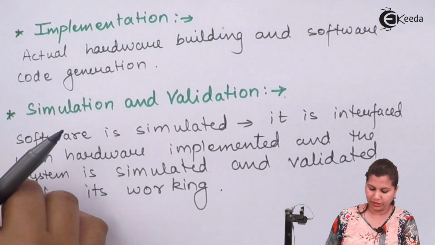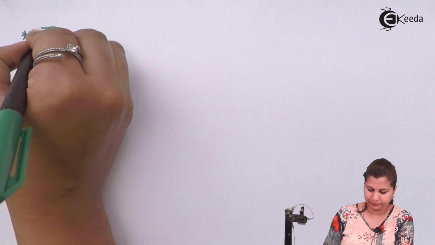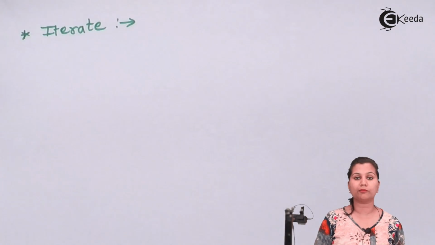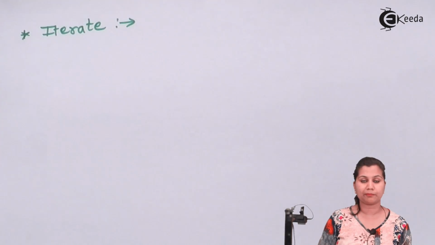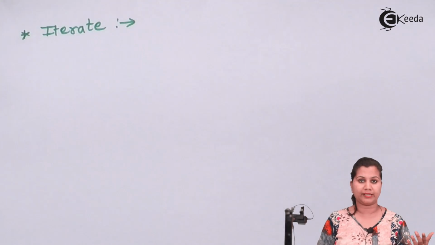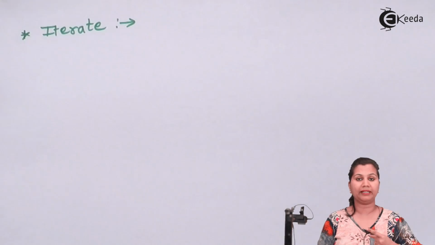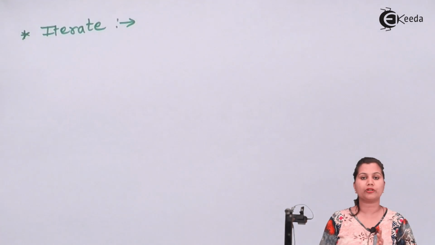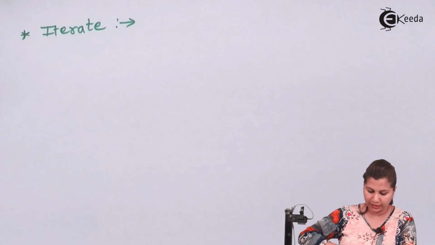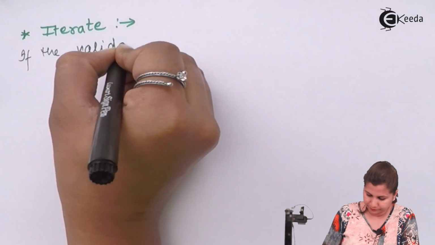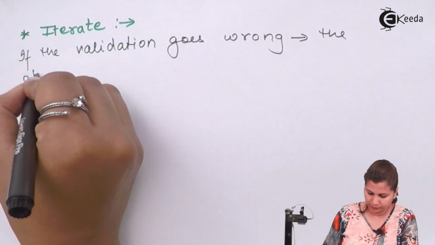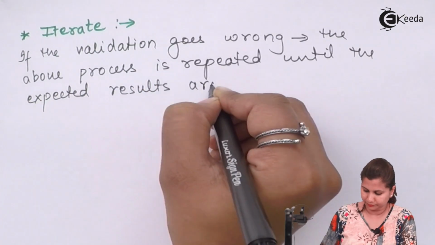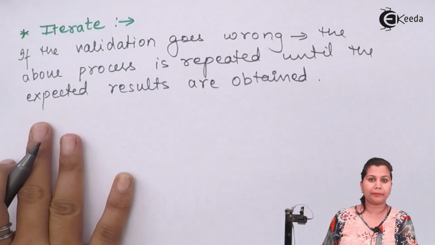Now, the last step in the designing process is iterate. Suppose in the second last step, that is simulation and validation, the validation of the system goes wrong, that the system is not giving the proper response or proper results. Then the above process, that is the modeling of the system, the refinement, implementation and scheduling, all these steps are to be repeated, so that the embedded system is designed in the proper way. So that is the last step in the designing process, iteration, if the validation goes wrong.